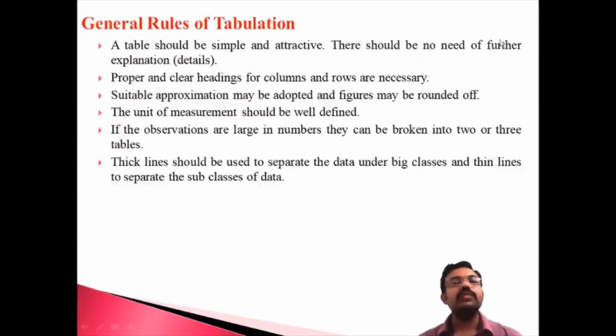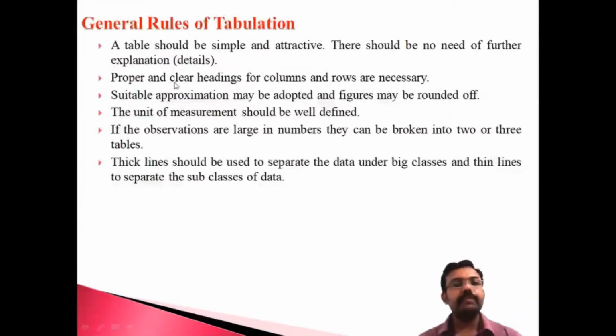And what are the general rules for tabulation? Suppose you are constructing a table, then what are the important rules regarding tabulation? The first important rule is that the table should always be simple and attractive. There is no need for further explanation, because whenever we see the table it can be easily understood. Otherwise it does not mean anything. So a table should be simple and attractive. That's one of the important rules regarding tabulation.